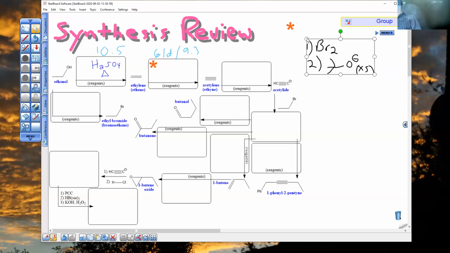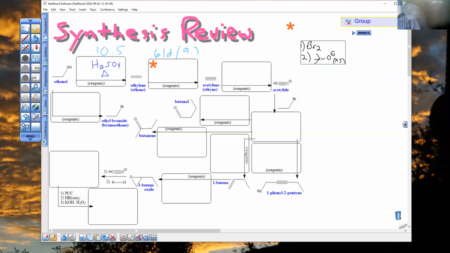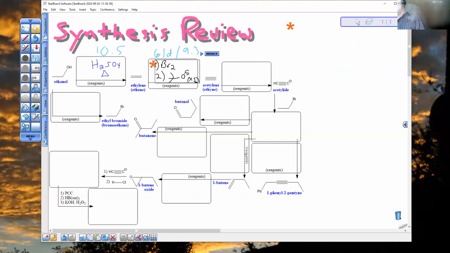So here's the answer to this box here. Oh, the one got cut off. We can still make it smaller. There we go. Okay, we've made an alkyne.